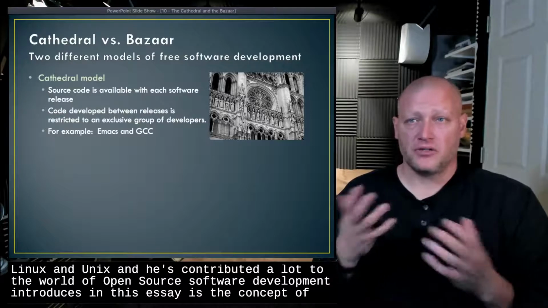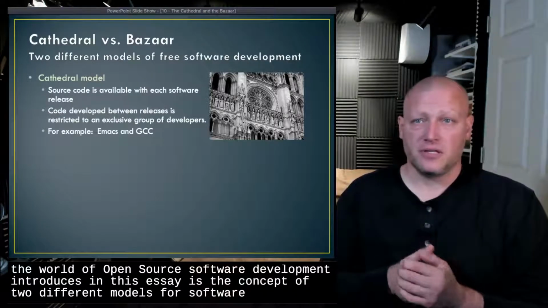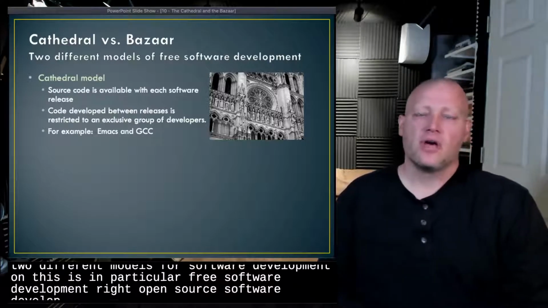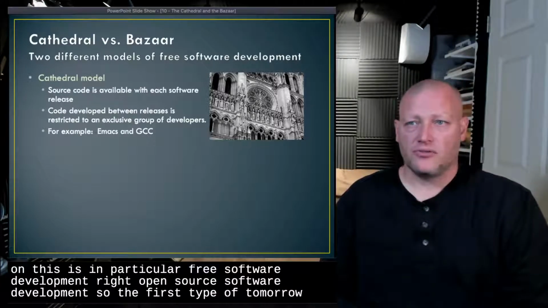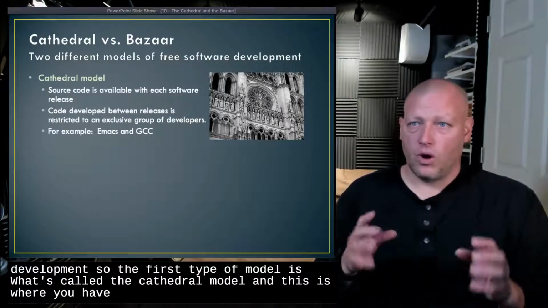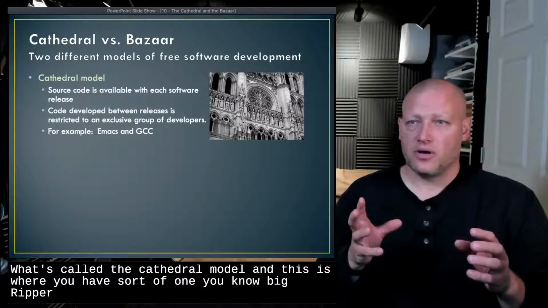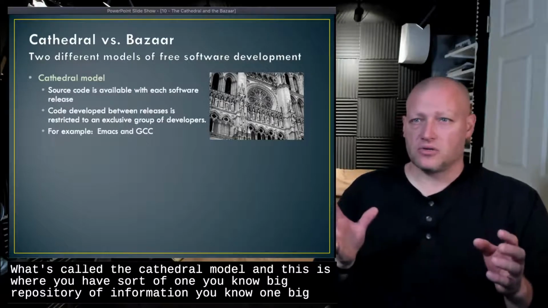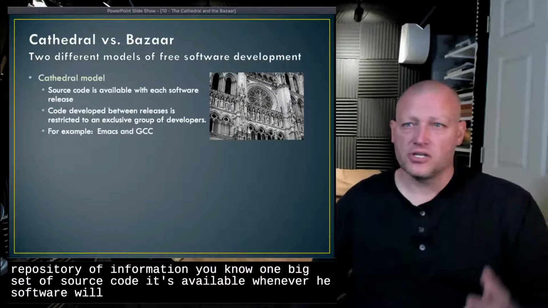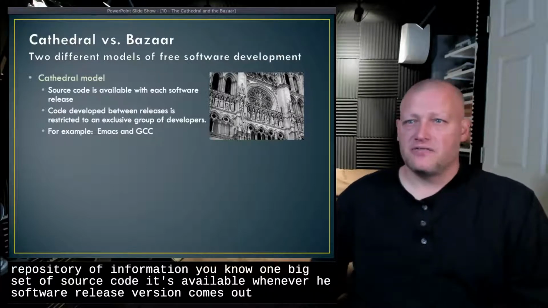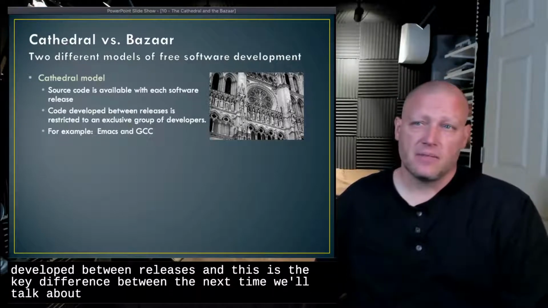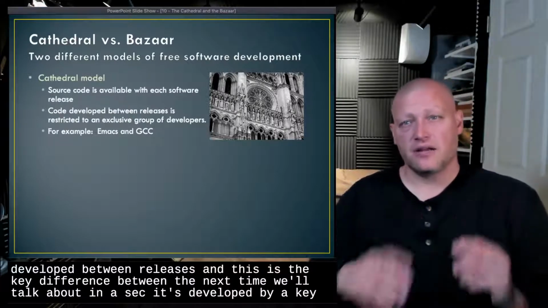All right, so one of the first things that he introduces in this essay is the concept of two different models for software development. And this is in particular free software development, right? Open source software development. So the first type of model is what's called the Cathedral model. And this is where you have one big repository of information, one big set of source code that's available when every software release version comes out. It's developed between releases, and this is the key difference from the next one, which we'll talk about in a sec. It's developed by a key set of developers.